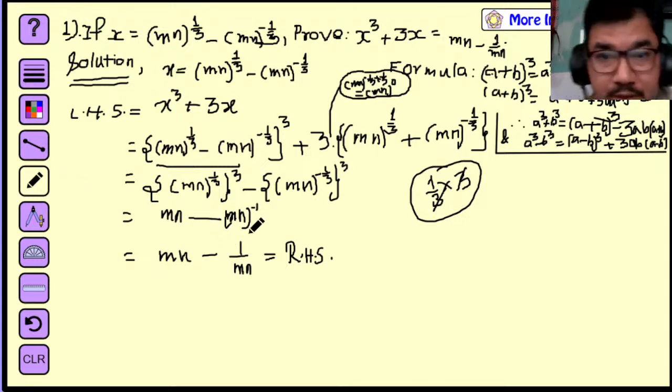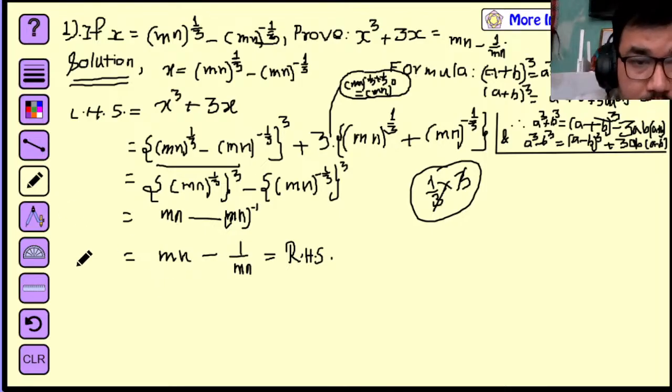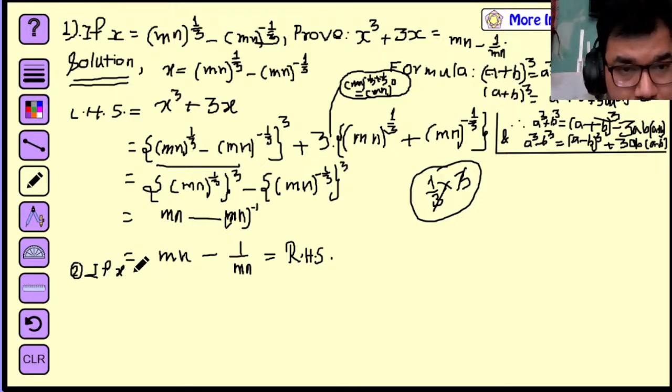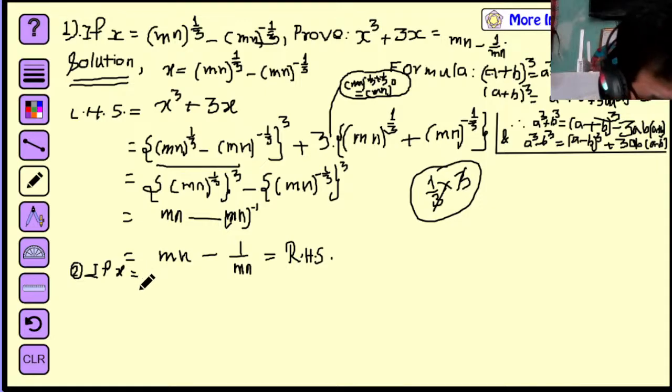I want to give you a similar type of question, okay, to solve. Here, that is question number 2, okay. Solve like this similarly. And the question is like this, look here. Question is that if x equals to, okay, similar type of question.